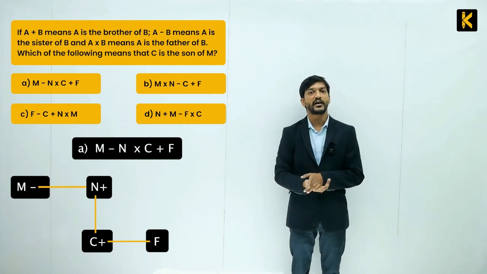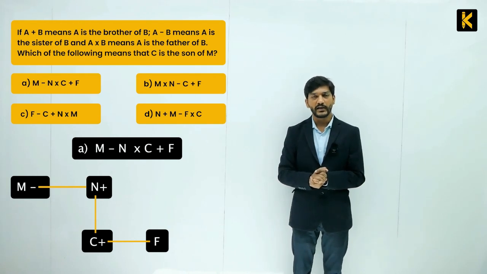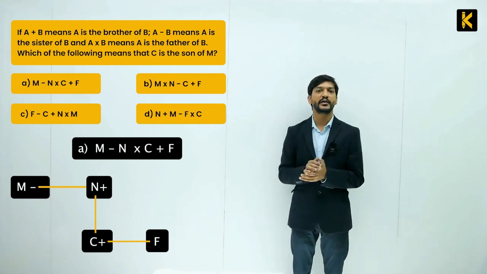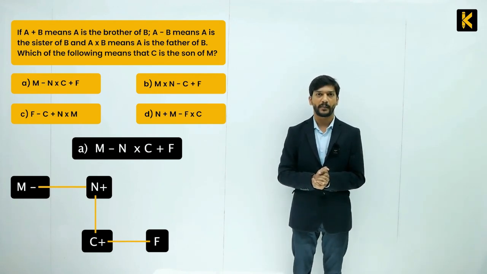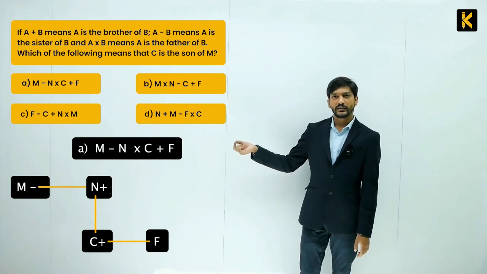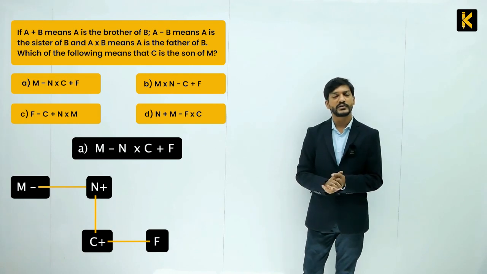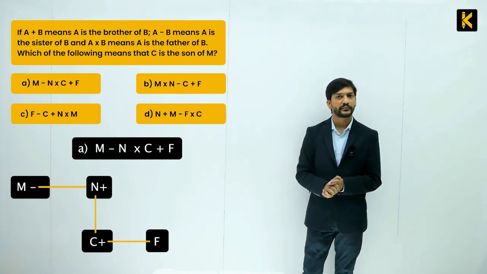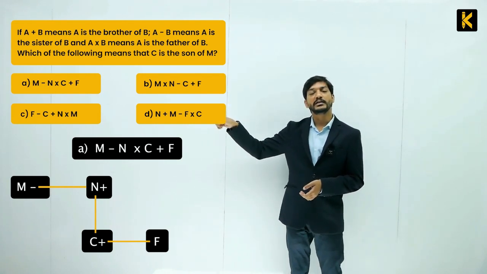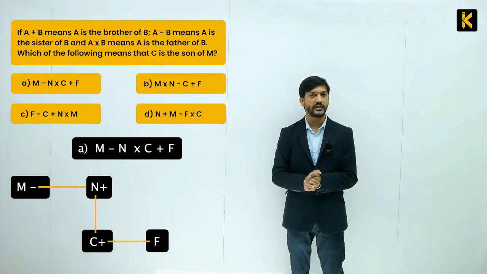Now that we have converted it into our representation, what is the relation between C and M? C is downside. You are observing that N is the father, and M is the sister of N.